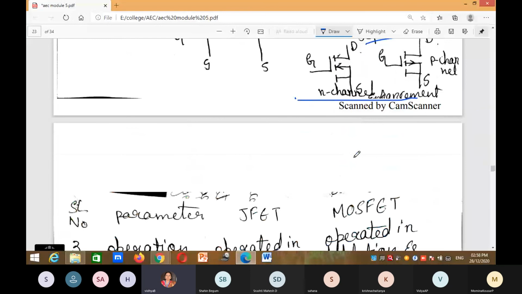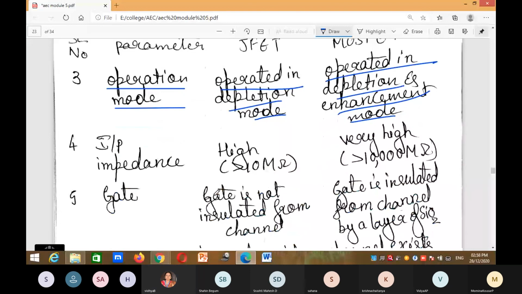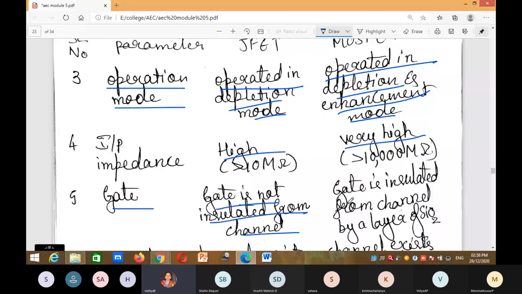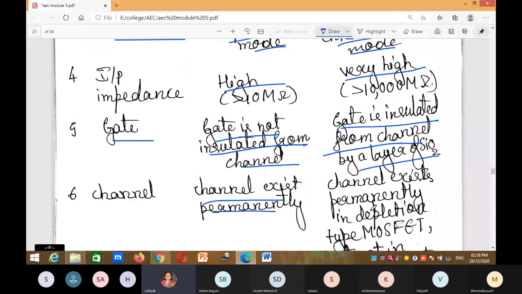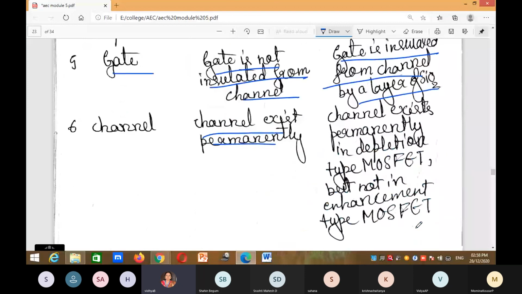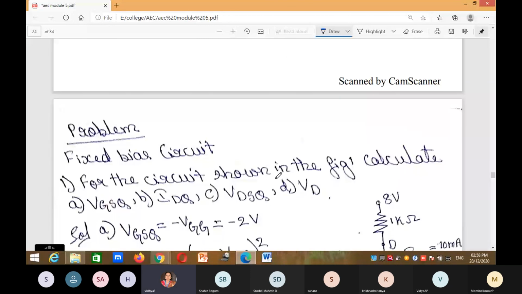Next, operation mode. Here JFET is operated in depletion mode. Here MOSFET is operated in depletion and also enhancement mode. Input impedance is high in JFET, very high in MOSFET. In JFET the gate is not insulated from the channel. In MOSFET the gate is insulated from the channel by a layer of silicon dioxide. The channel exists permanently in depletion type MOSFET, but not in enhancement type MOSFET. In the next class, we shall discuss problems.